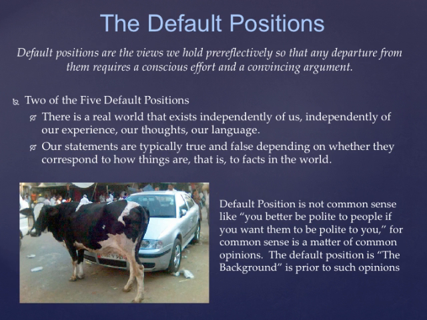The 4th default position is that our statements are typically true or false depending upon whether they correspond to how things are. That is, to facts in the world. What this means is when we make a statement, it is true if the corresponding thing in the independently existing world is in fact the way I say it is. So when I say there are 3 rocks in front of me, that is only true if there are in fact 3 rocks in front of me.